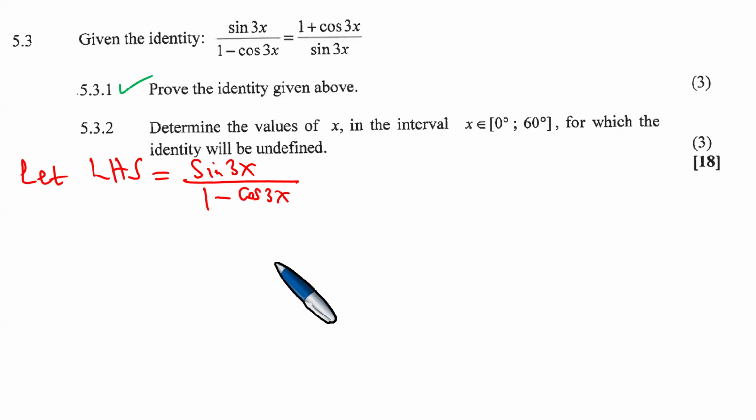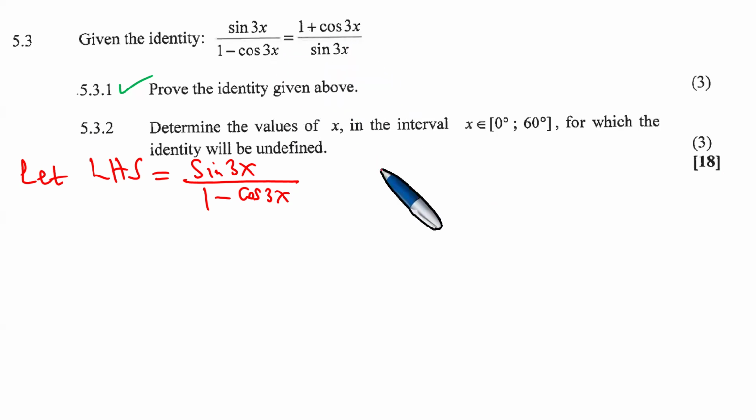It's tricky. They look similar. They look similar because this one is sine x at the top, and this one is sine x at the bottom, and this one is 1 minus cosine 3x.